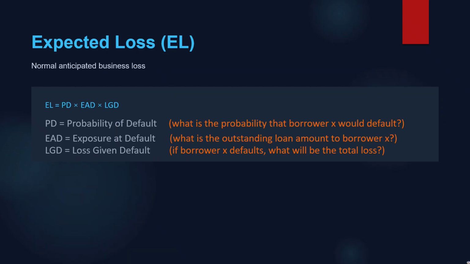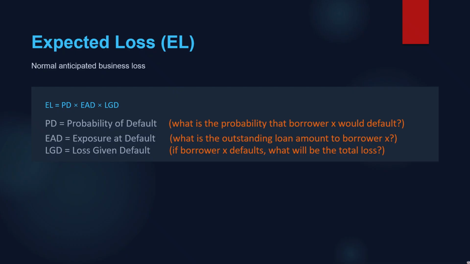Now let's turn to credit risk measurement, starting with expected loss, or EL. Expected loss represents normal anticipated business loss. When you make loans, you expect some borrowers to default. It is a cost of doing business, like salaries or rent. You price for it by charging interest that includes a credit spread to cover expected losses and many other things. The formula for expected loss is EL equals PD times EAD times LGD.